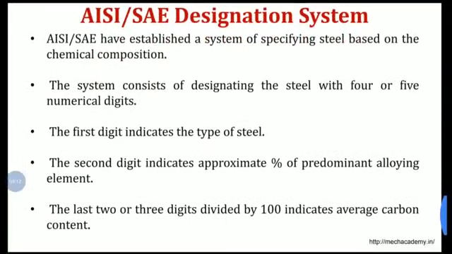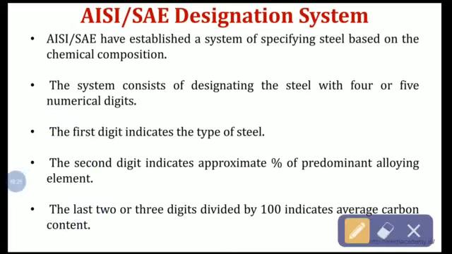Next method is nothing but AISI or SAE Designation System. So AISI means what? American Iron and Steel Institute. And SAE means what? Society of Automotive Engineers. Both have almost similar method of designation of steel and it is based on chemical composition of steel. So the system consists of designating the steel with 4 or 5 numerical digits. So there are 4 or 5 digits.